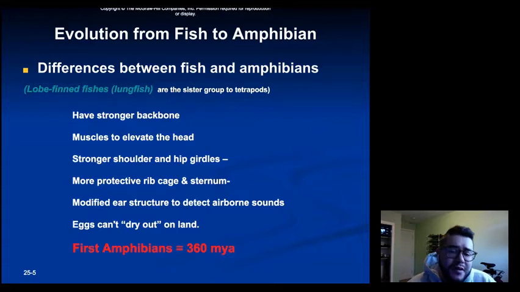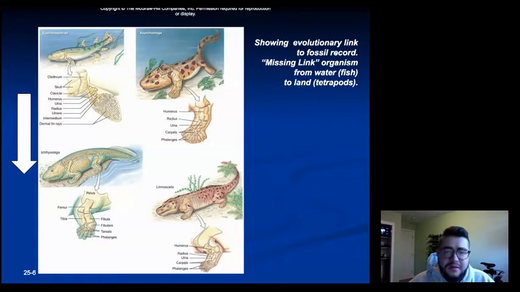Stronger hip and shoulder girdles. Those hip and shoulder girdles can support the limbs to allow the limbs to support against gravity. A more protective rib cage and sternum to protect lungs. A modified ear structure to detect airborne sounds. And eggs that can't dry out on land. The first amphibians show up about 360 million years ago in the fossil record.